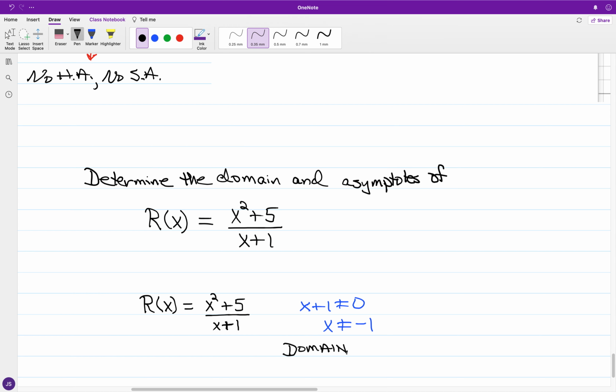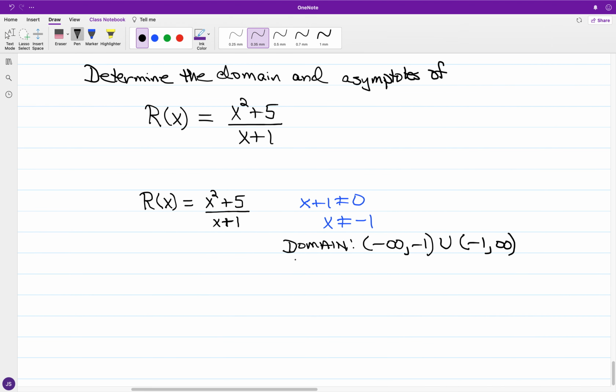And so with the domain, we have those values of x less than negative 1, along with those values of x that will be greater than negative 1. Now for r of x, this is already in simplest form. So the excluded value, negative 1, is going to be our vertical asymptote.